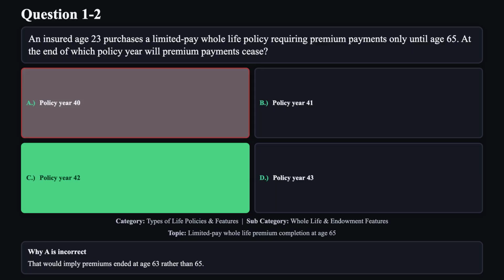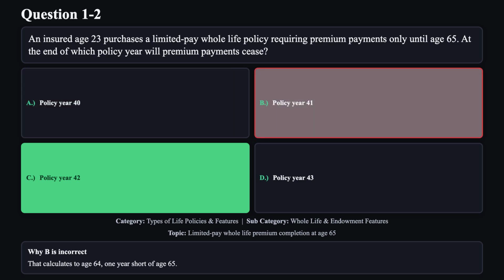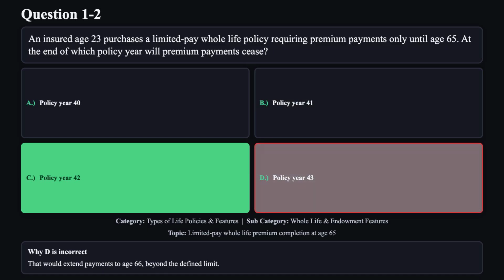Reason A is not correct. That would imply premiums ended at age 63 rather than 65. Reason B is not correct. That calculates to age 64, 1 year short of age 65. Reason D is not correct. That would extend payments to age 66, beyond the defined limit.